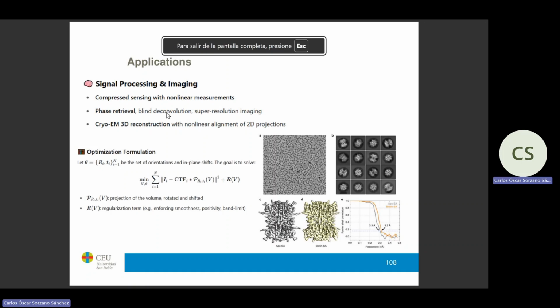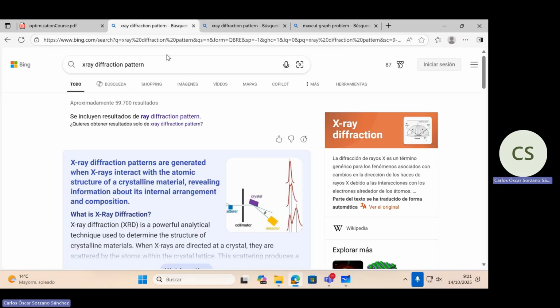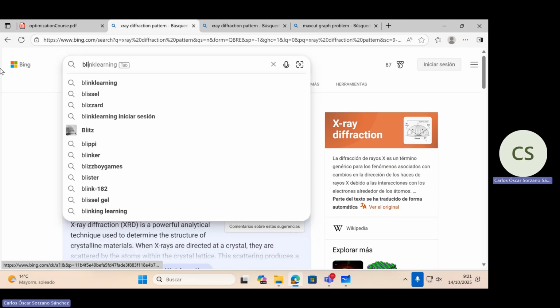Blind deconvolution. All these problems are very nice.